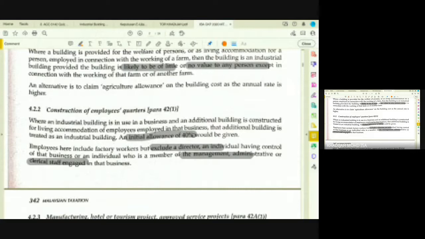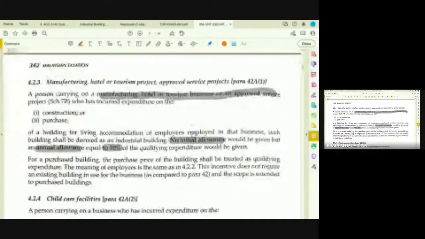Right? And the initial allowance of these is 40%. Then you also have living accommodation, if you are in the business of manufacturing, hotel or tourism project, or any approved service projects. And then you provide accommodation to your employees, whether you purchase or you construct, and then you use that building for living accommodation of your employees.